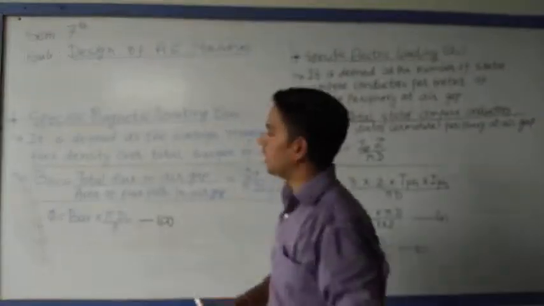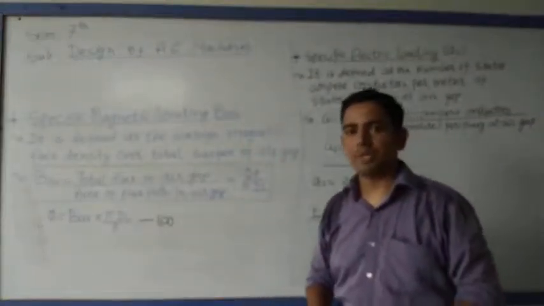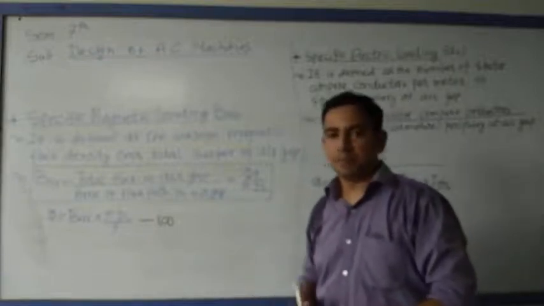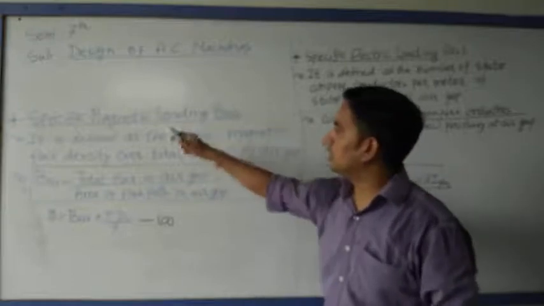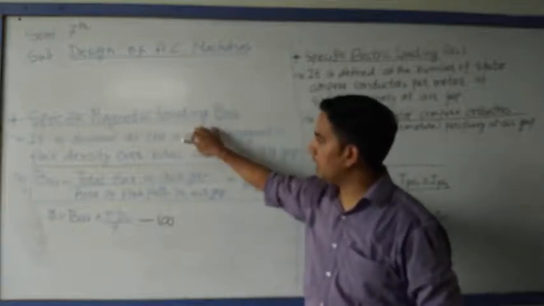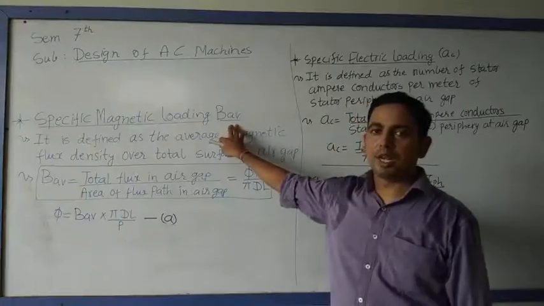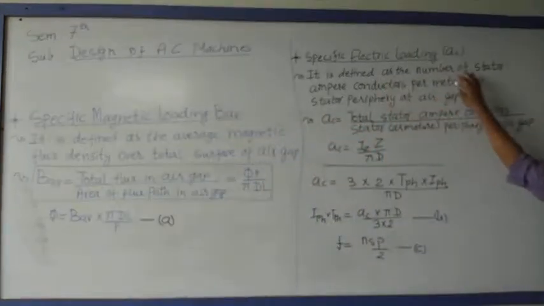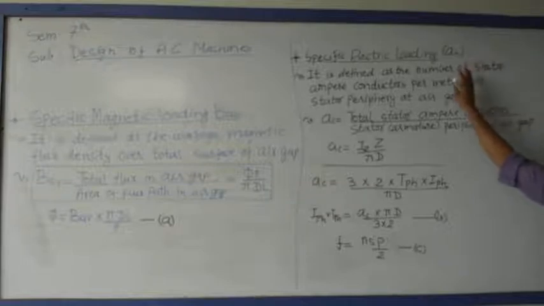Now, the next topic is the definitions. There are two definitions which are surely going to be asked in the 70 marks GTU exam paper. First one is specific magnetic loading, denoted by Bav. And second one is specific electric loading, denoted by ac.